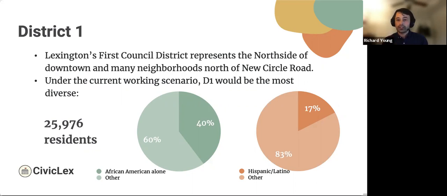In this current working scenario, which is available on the city's redistricting data hub, I'll get to that in a little bit, there would be 25,976 residents in District 1 if the working scenario is adopted. And you'll see that 40% of that district is African American, and 17% of that district is Hispanic or Latino. So that is a very diverse district, especially when you compare with other districts in Lexington. It is incredibly diverse.